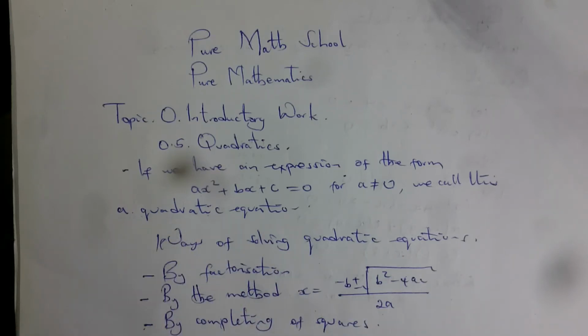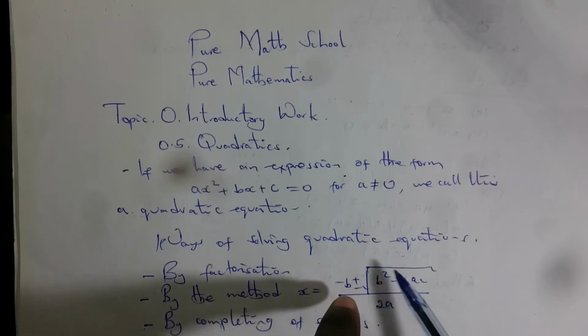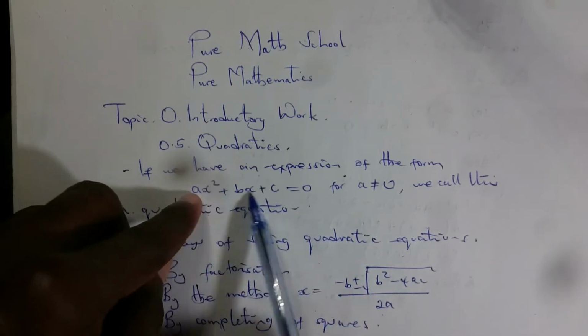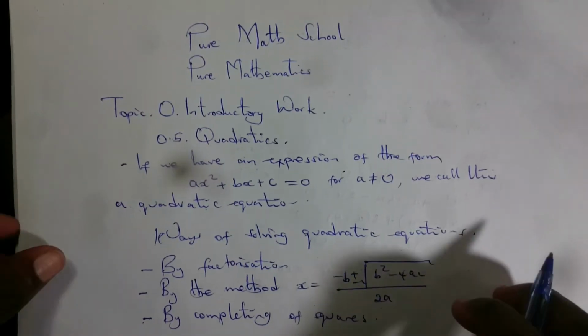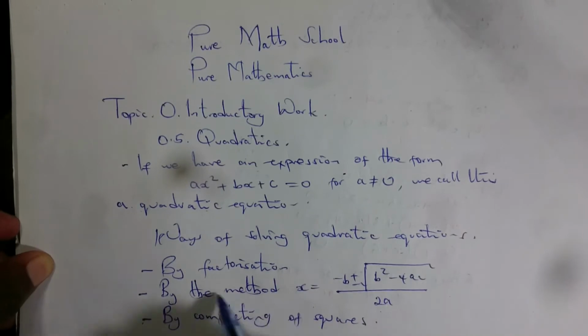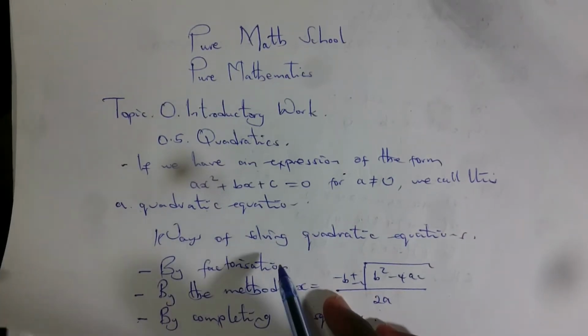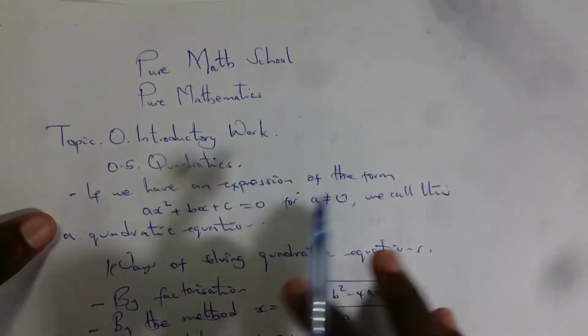That's by factorization, by the method x equals minus b plus or minus root of b squared minus 4ac over 2a, of which a, b, and c are the values in this equation. And we're going to look at another method, that's completing squares. So let's start straight away with our first, factorization, by looking at some of the examples in there.